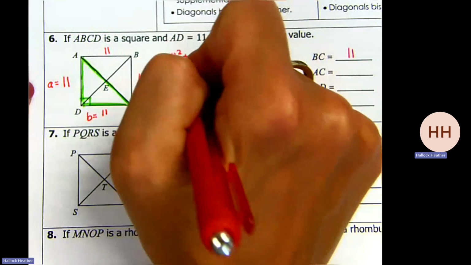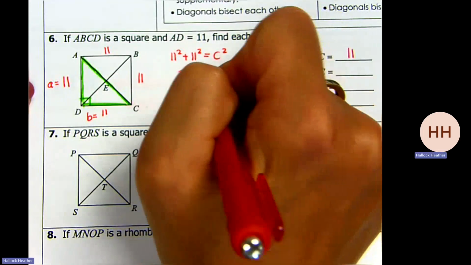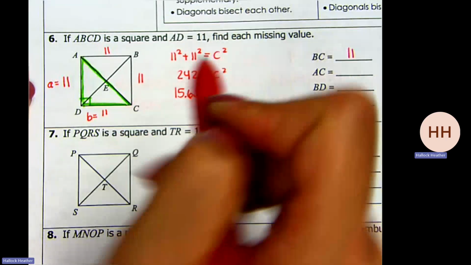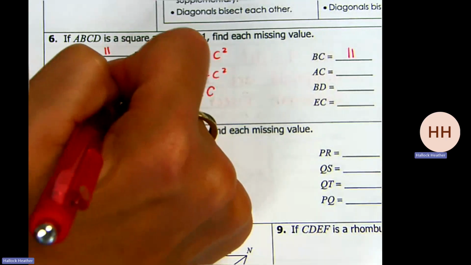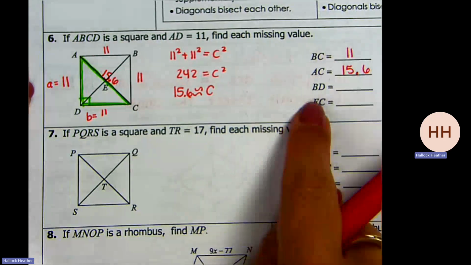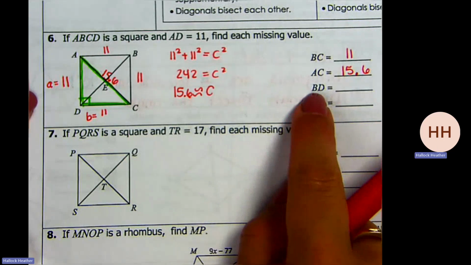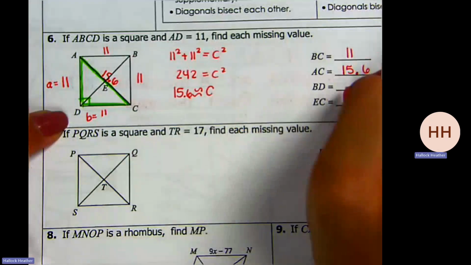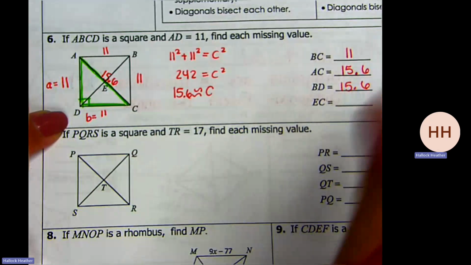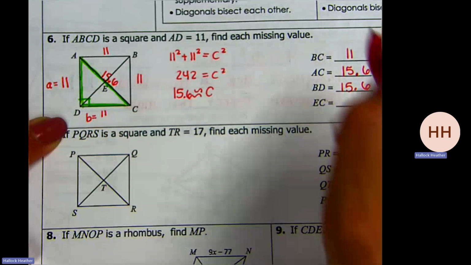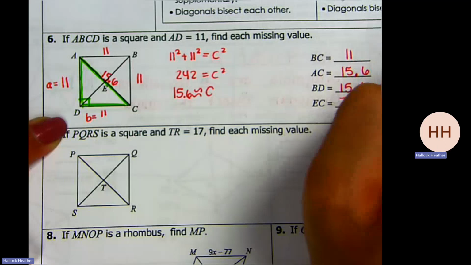242. I'm going to shift square root. So C is around 15.6. So this whole diagonal is 15.6. So from A to C is 15.6 because the Pythagorean theorem says so. B to D is going to be what? 15.6 because the diagonals are congruent. What is EC going to be? What would this little portion be? 7.8 because I'm literally cutting it in half.